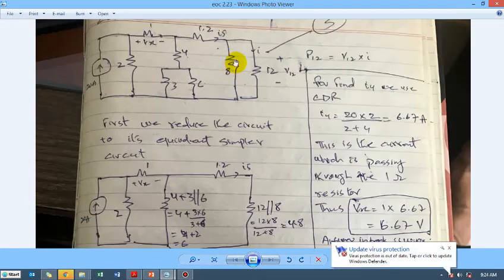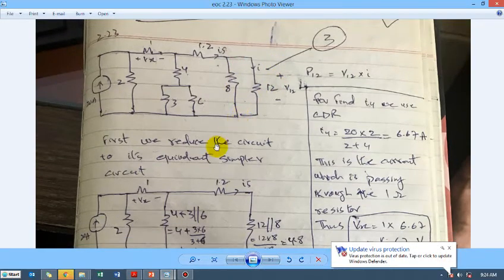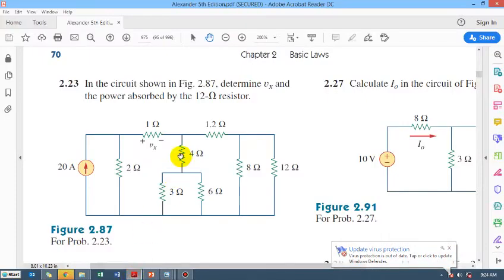So what have they asked? Oh, sorry, I did not show you the actual numerical. This is the actual numerical. In the circuit shown in this figure 2.87, determine Vx, the power absorbed by the 12 ohm resistor. So what they have asked us to do is that we have to find out this Vx and we have to find out the power absorbed in this 12 ohm resistance.